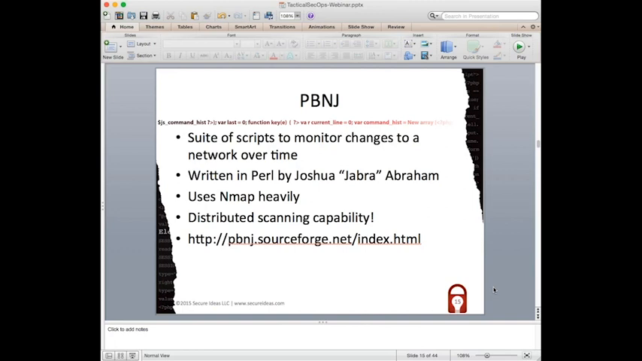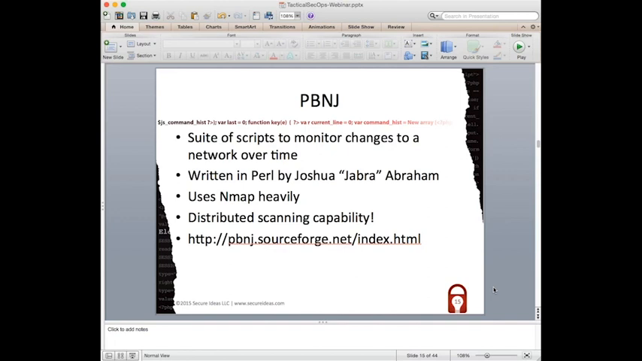So I can schedule a scan to run maybe at 2 a.m. in my scanning window, but then come back and catch my results later in these files. But as we're getting a bunch of these files, we now have to start making sense of this data. So we're going to take a look here at an app called PBNJ, which is Ports, Banners, and Junk, written by Josh Abraham, or Jabra.